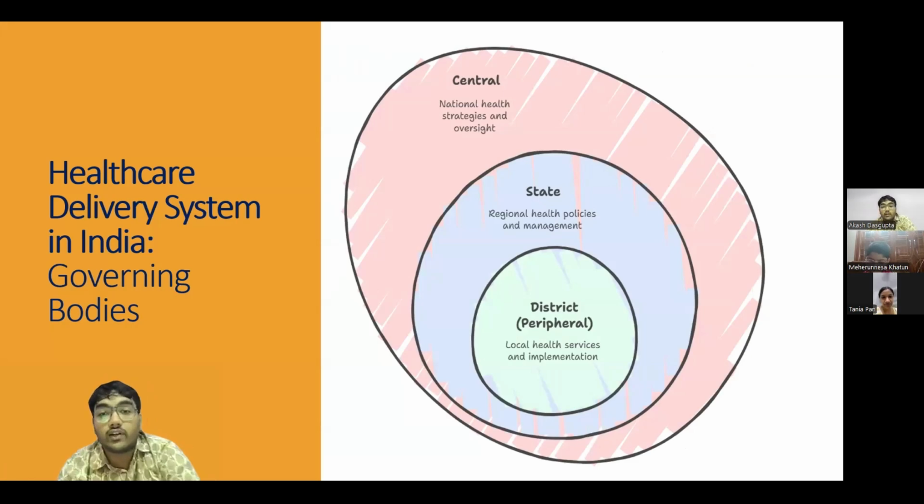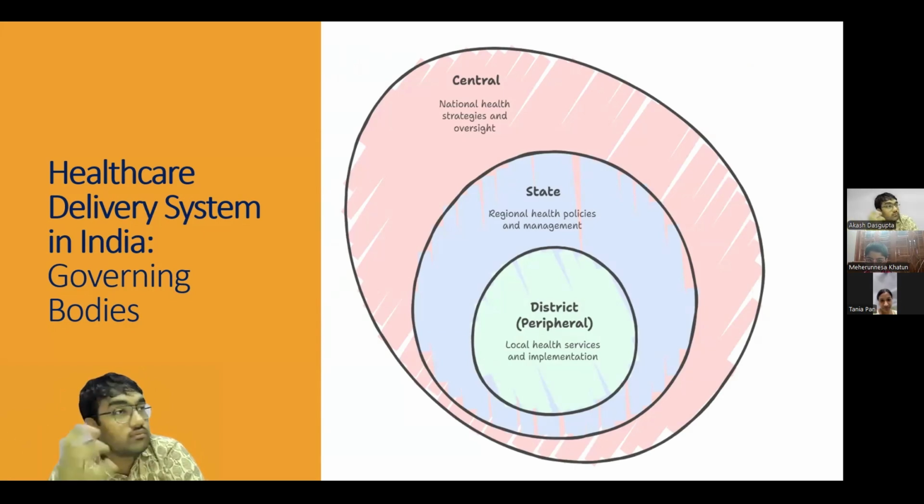You have the three levels of governance broadly. So you have the central ministry, you have the state ministry, and you have the district sites. Okay, the central ministry, as you know, is located in Delhi. It is located in Nirman Bhavan in Delhi. The ministry is located there.